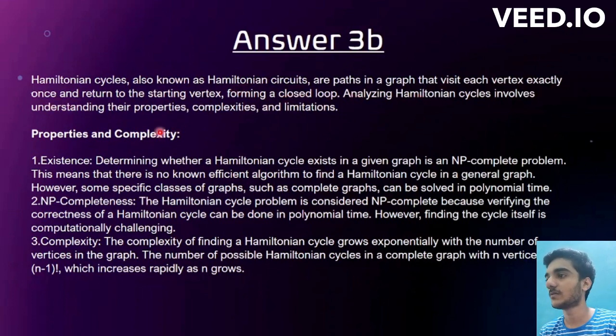Analyzing Hamiltonian cycles involves understanding their properties, complexity, and limitations. Properties and complexity. Existence: determining whether a Hamiltonian cycle exists in a given graph is an NP-complete problem. This means that there is no known efficient algorithm for finding a Hamiltonian cycle in a general graph.